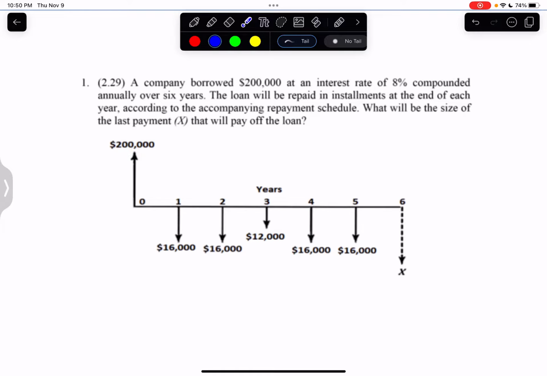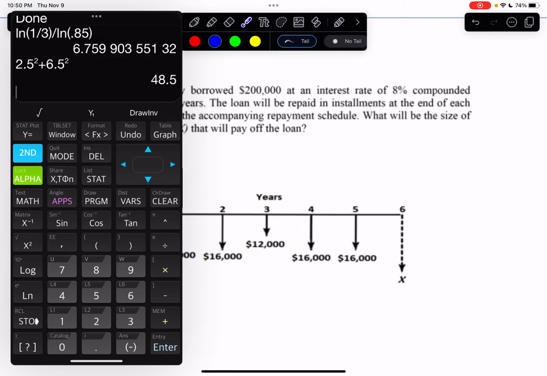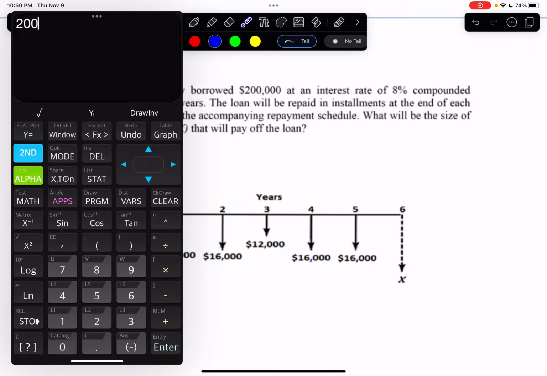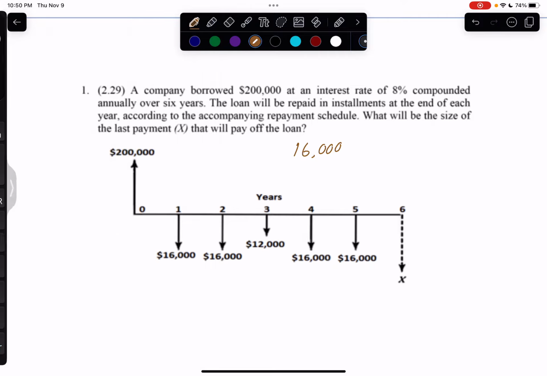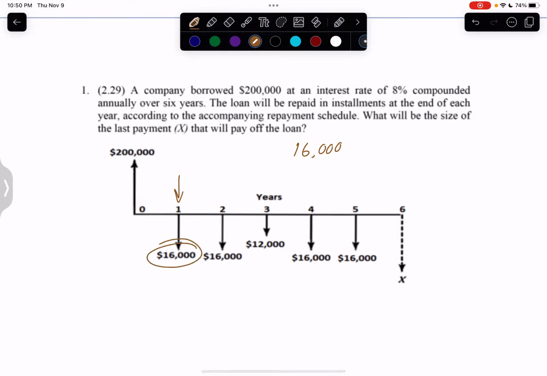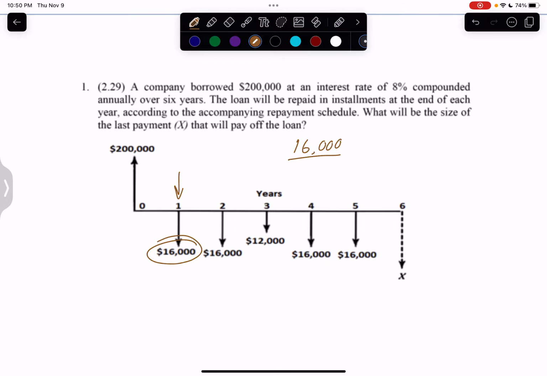So the first year, you're looking at 200,000 times 0.08. So we're looking at $16,000 in interest. So at the end of the first year, you're making a $16,000 payment. So at the end of the first year, you're basically just paying the interest.